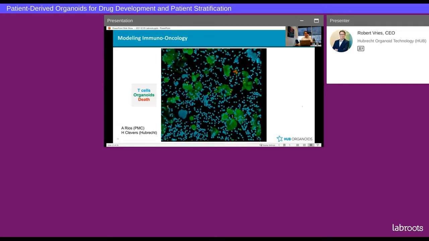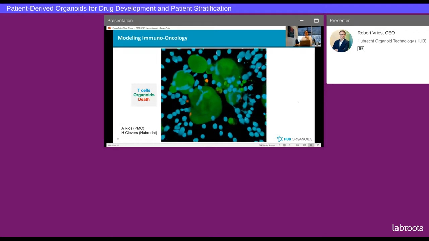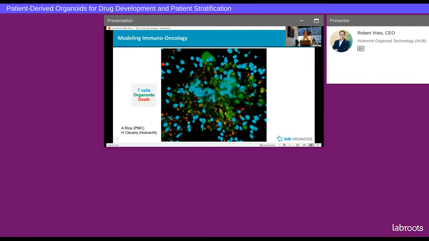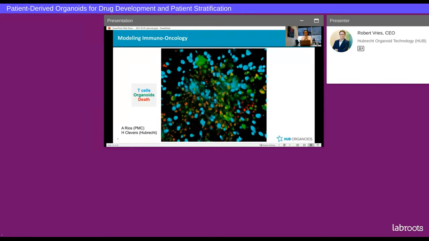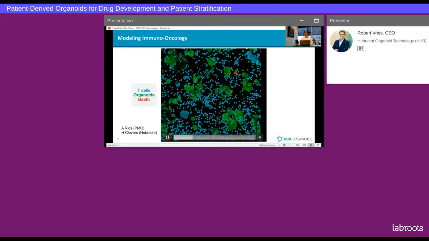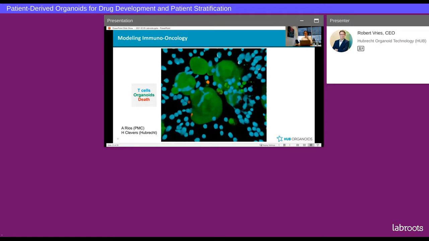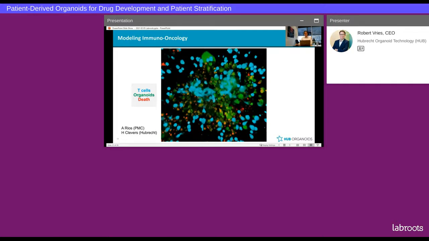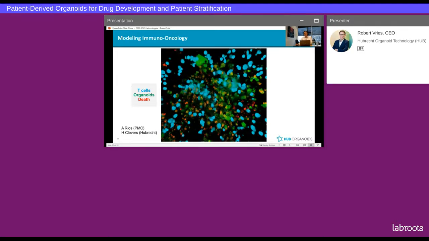This is a picture from Anne Rios at the Prinses Maxima Center in the Netherlands, showing the co-culture system of T cells and organoids, a very important one at the moment, of course, because of the importance of the immune system in oncology and the new drugs that are actually treating this. So what we see here is in green an organoid with, in this case, targeting T cells that kill these organoids.